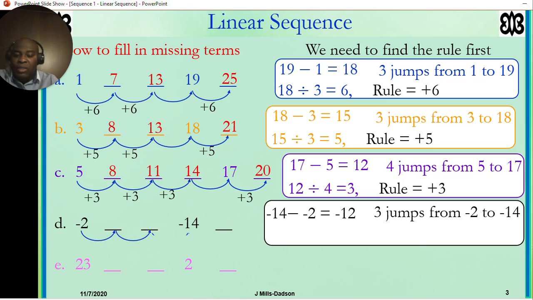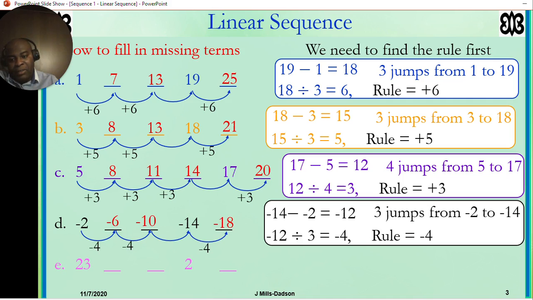Number of jumps, 3. -12 divided by 3 is -4. So that means the rule is subtract 4 each time. So we subtract 4 each time. We're going to have the missing terms -6, -10, -18.